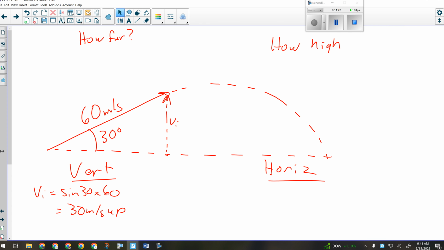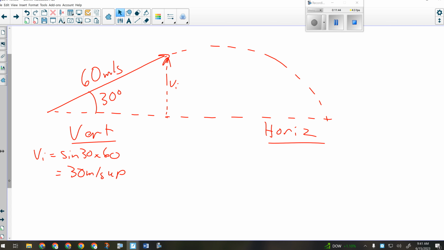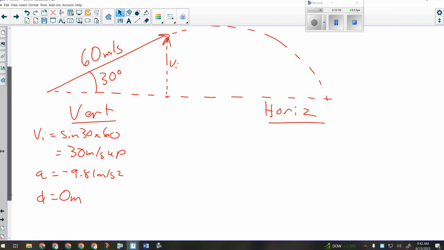Okay, what else do we know vertically? We know the acceleration, negative 9.81 meters per second squared. And what else do we know since it hits the ground at the same height it left? We know the vertical displacement is 0. What else do we know? What's VF? It's opposite. What goes up must come down, right? From a vertical perspective, it's going the same distance at the same rate of acceleration, so it's got to come back at the same speed it left. That's the trick to these ones.